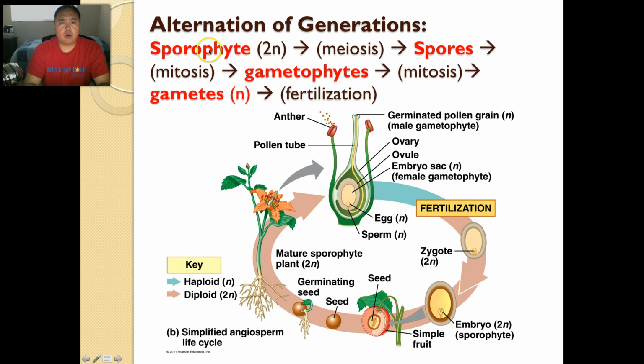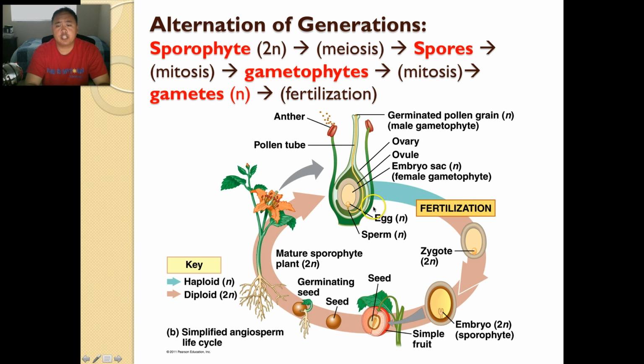So you start with a sporophyte, and that sporophyte undergoes meiosis. This one says 2N, meaning it has double the chromosomes. It goes through meiosis, and you get spores. These spores go through mitosis, so they double up and become gametophytes. These gametophytes go through mitosis, and eventually they make gametes, which have only one set. And then they go through fertilization and start this process all over again. So you can see it's kind of confusing.